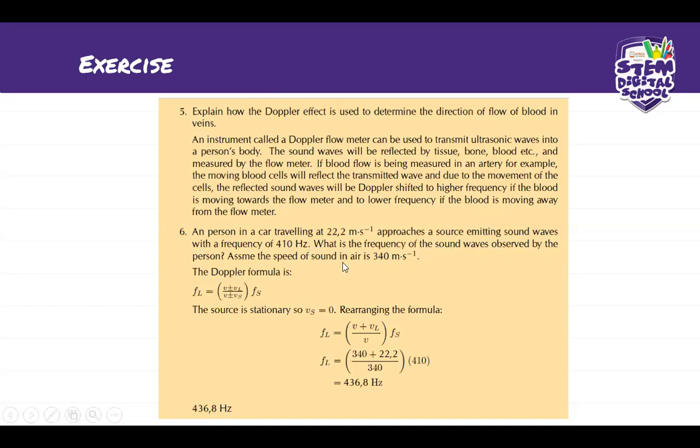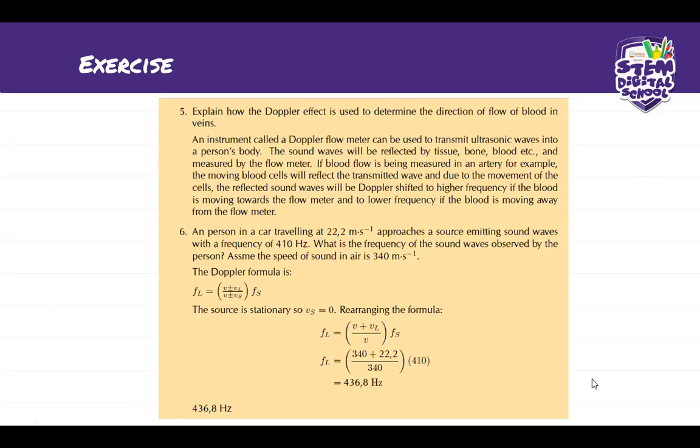Assume that the speed of sound is 340. So here, that's why we do not have the speed of the source, because the source is stationary and the listener is the one that's moving. That's why we have a formula like this. Because the car is approaching the source, which means it's moving towards the source, it becomes positive. When the listener is approaching the source, it becomes positive. But if it were moving away from the source, it would be a negative velocity.